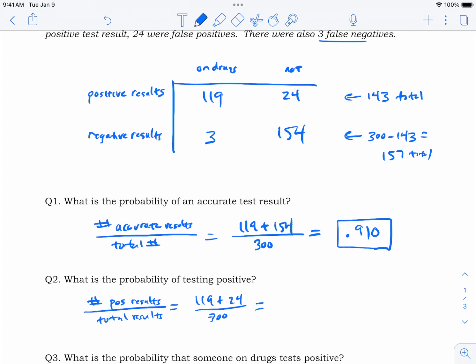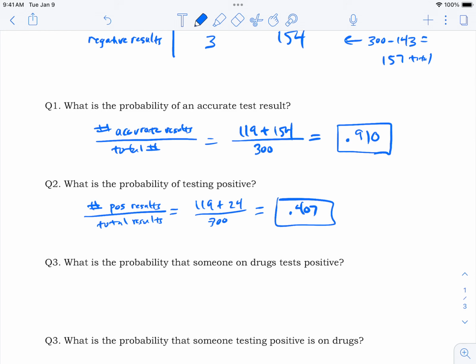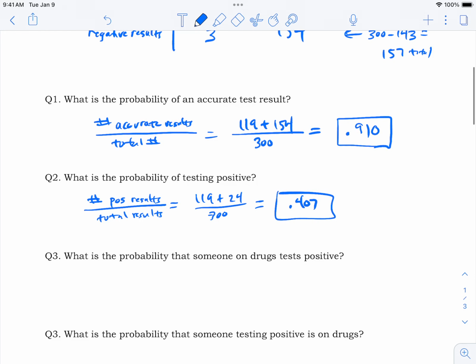Turn that into a decimal and I got 0.407, which is kind of saying about 41% of the people taking the test are going to test positive. Wow. What is the probability that someone on drugs tests positive?